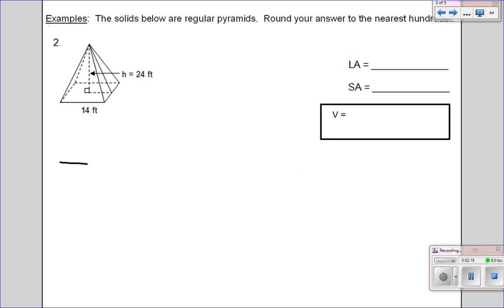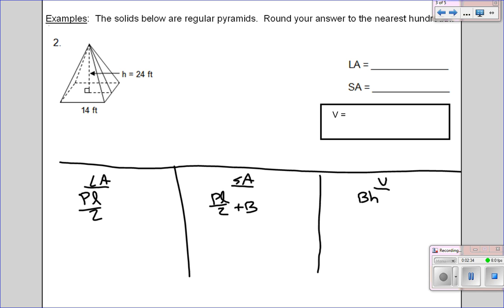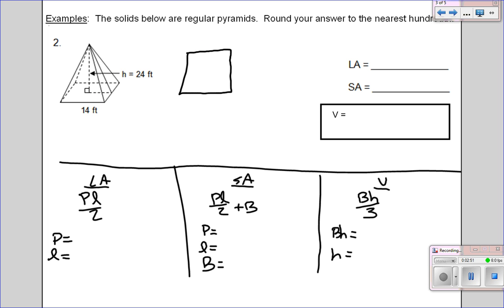So let's try one out. Let's start by making our lovely little chart and writing out our formulas. So lateral area is PL over 2. Surface area is PL over 2 plus big B. And volume is base times height divided by 3. So we need P and L, B, the area of the base, and the height. So I always start by drawing the base. The shape of the base here is a square, and each of the sides is 14. So right off the bat, I know that the perimeter is 14 times 4, so 56 for the perimeter.